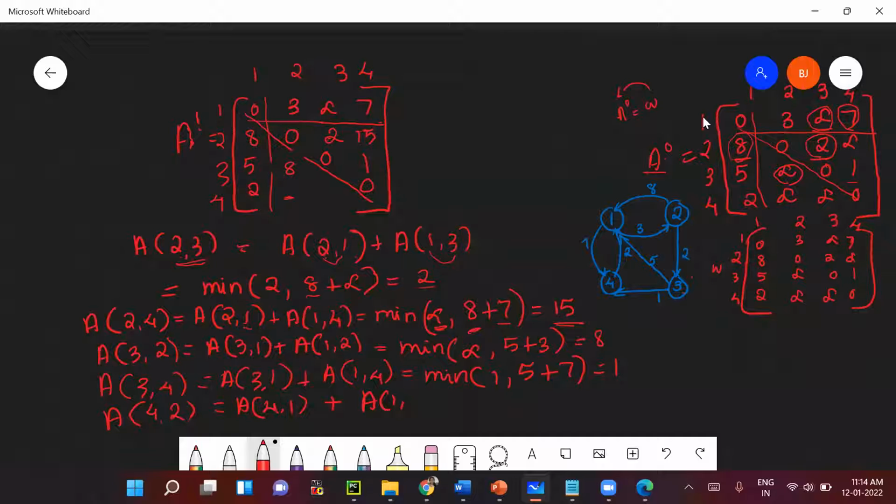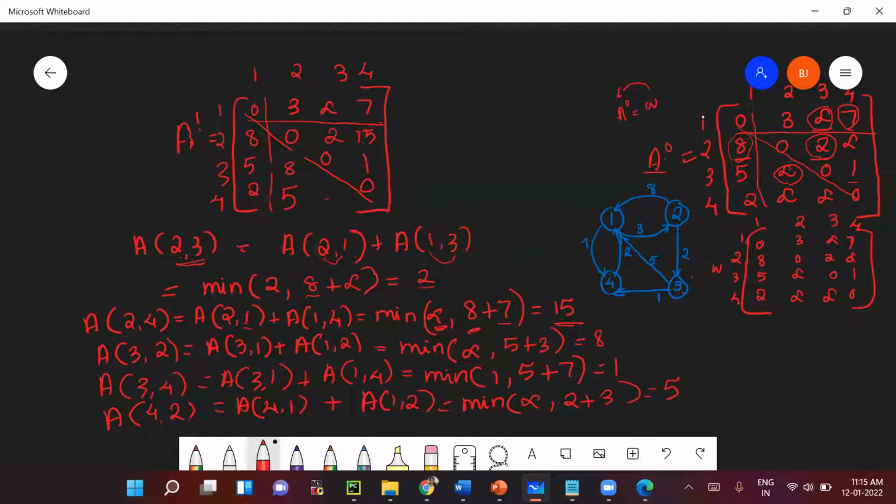Right? We didn't find 4 comma 2. Yes, 4 comma 1 and 1 comma 2, which is nothing but a minimum of. So what is 4 2? In the 4 2 is infinity, comma 4 1 is 2 plus 1 2. 1 2 is 3. So which is now minimum is 5. So we are going to update here as 5.